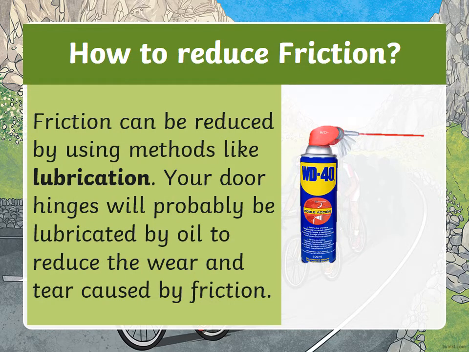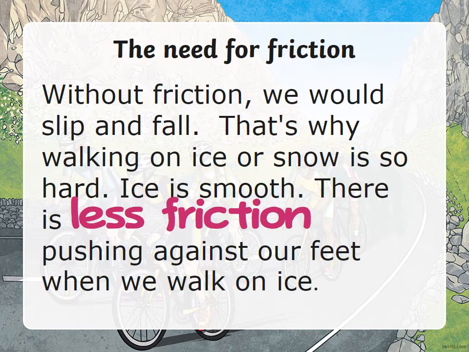How to reduce friction? Friction can be reduced by using methods such as lubrication. Your door hinges will probably be lubricated by oil to reduce the wear and tear caused by friction. So we use our WD-40, one of the popular oil sprays, on particularly anything that is iron and causes it to move carefully or correctly.